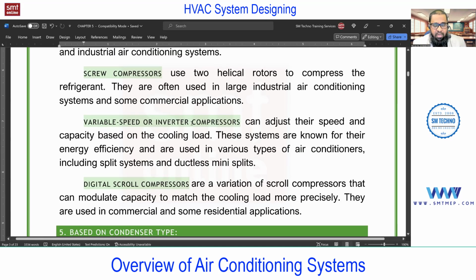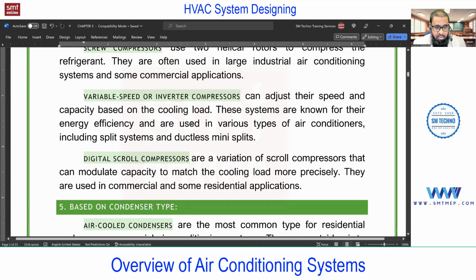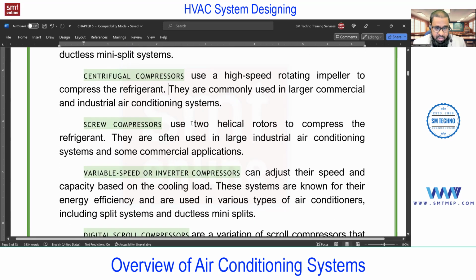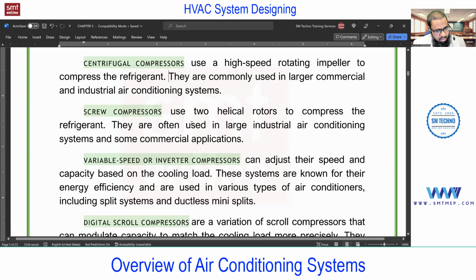Next, we have the variable speed compressor. Now we are using it in actual practice. Even in the split system you'll find this variable speed inverter type, so that we can expect better efficiency. Next, we have the digital scroll compressor, which will further help to reduce the power consumption, and this is more precise compared with normal compressors. So these are the different types of compressors. Again, the system can be classified as per the compressor. We have scroll compressor chillers, screw compressor chillers, reciprocating compressor chillers, etc.